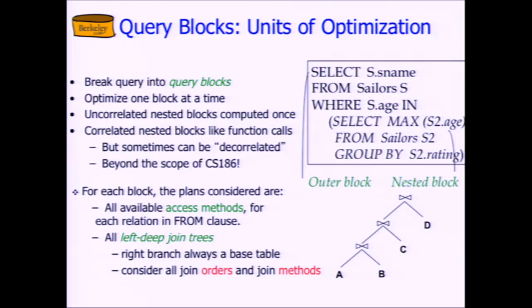We're not going to look at these so-called bushy plans. I'll show you a slide on this in a minute. Within the space of left deep join trees, we're going to consider all the join orders, so all the ways of ordering these relations, and all the join methods, so all the join algorithms that we know. So that's the plan space that Selinger considers. And I'll talk about the motivations for why left deep trees in a minute.